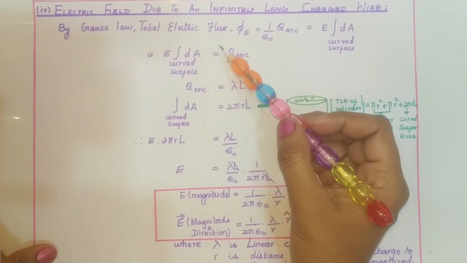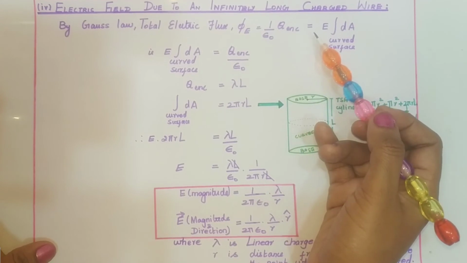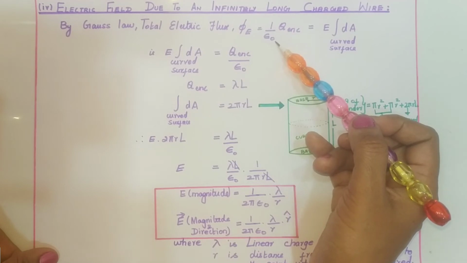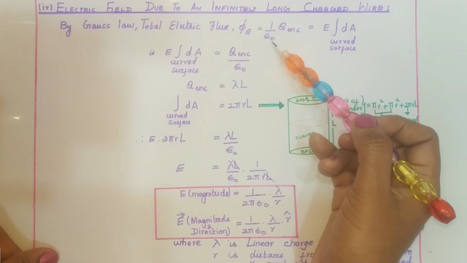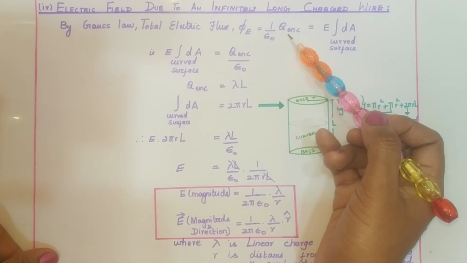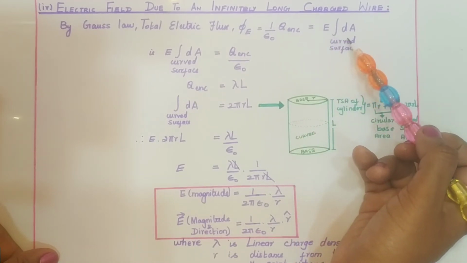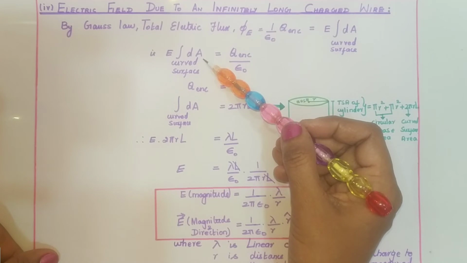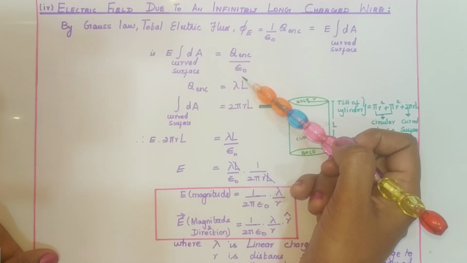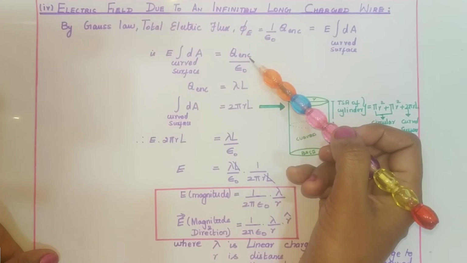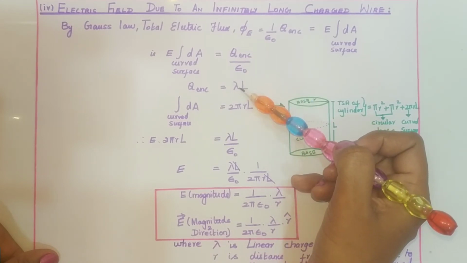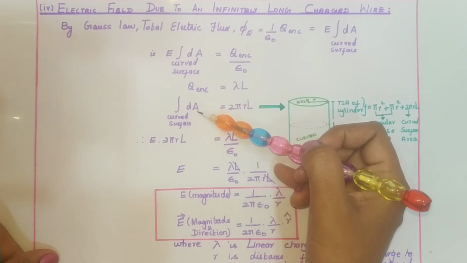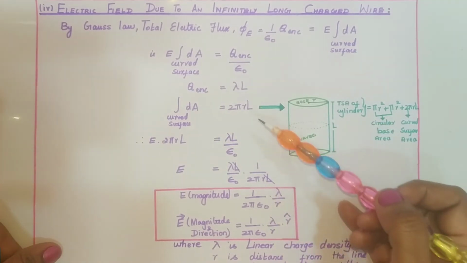Now we are going to find the electric field due to an infinitely long charged wire by applying Gauss law. By Gauss law we know that phi E is equal to 1 by epsilon naught times Q enclosed. That is, E times the integral over the curved surface dA is equal to Q enclosed by epsilon naught. So what will be Q enclosed? It is lambda into L, where lambda is the linear charge density. And the integral over the curved surface dA is equal to 2 pi RL.